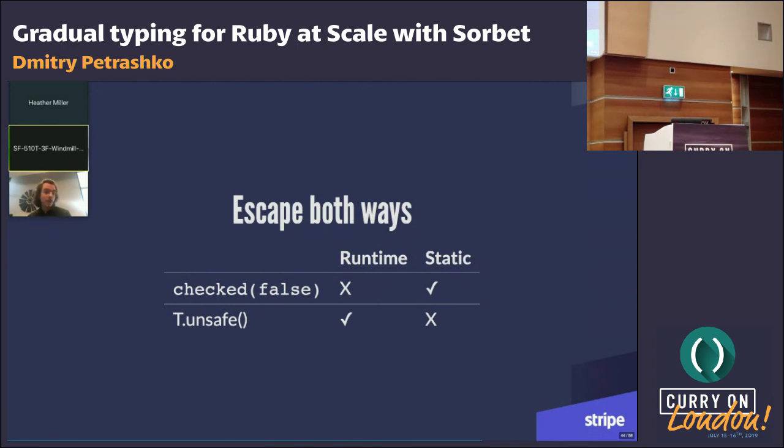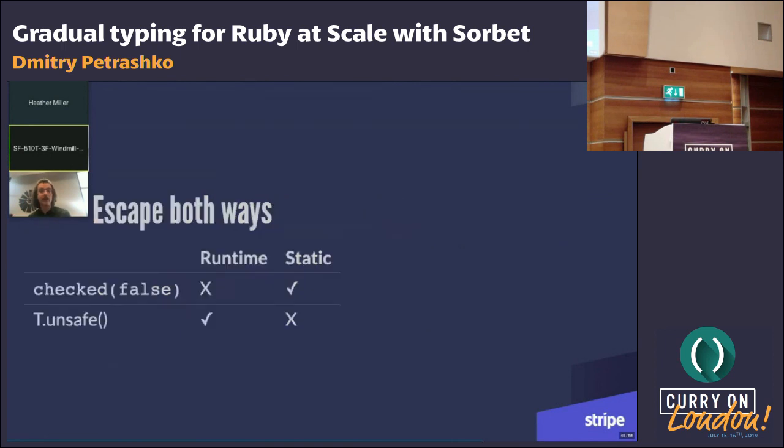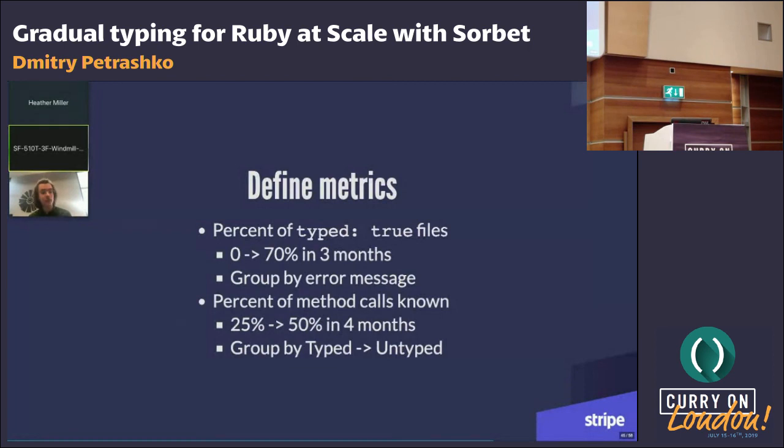And finally, in order to do the rollout, we had to define metrics to track the rollout. The metrics that we originally chose were the percentage of typed true files and the percentage of method calls known at the call site. In three months, we were able to get to 70% typing by files and around 50% typing by call sites.